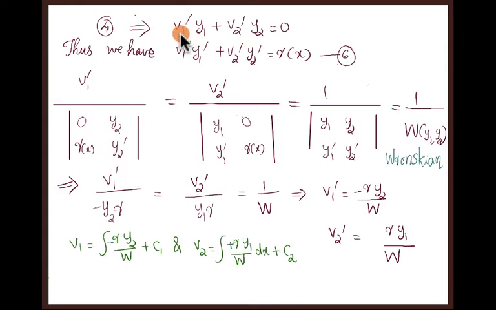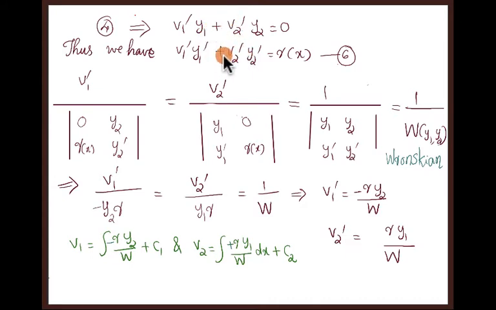Thus we get the relations v1' y1 + v2' y2 = 0, and v1' y1' + v2' y2' = r(x). The second relation is obtained from the previous equation, and the first is obtained from our equation 4. Now using Cramer's rule, the method of determinants, we have the values of the unknowns given by this relation. Here v1' and v2' are the unknowns.